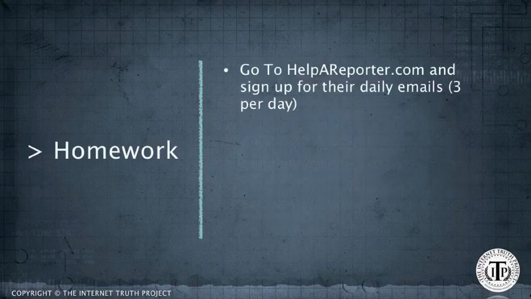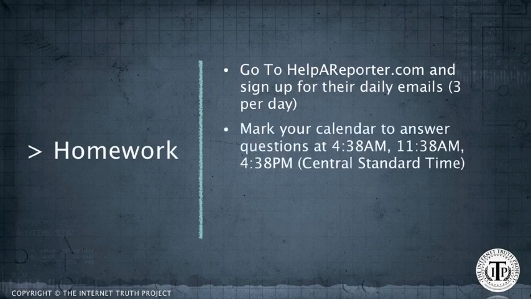Go to helpareporter.com, sign up for their daily emails, which are going to be delivered 3 times per day. And then, okay, I'm in Central Standard Time. I live in Wisconsin, which is in the Midwest. For me, the times that I get the emails from them are 4:38 a.m., 11:38 a.m., and 4:38 p.m. I went back and looked at all the times that they sent me these emails, and these are the times that they always come in, around those times.